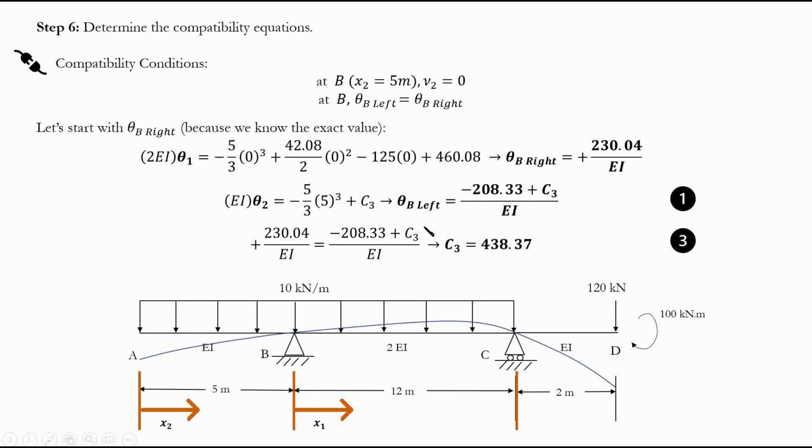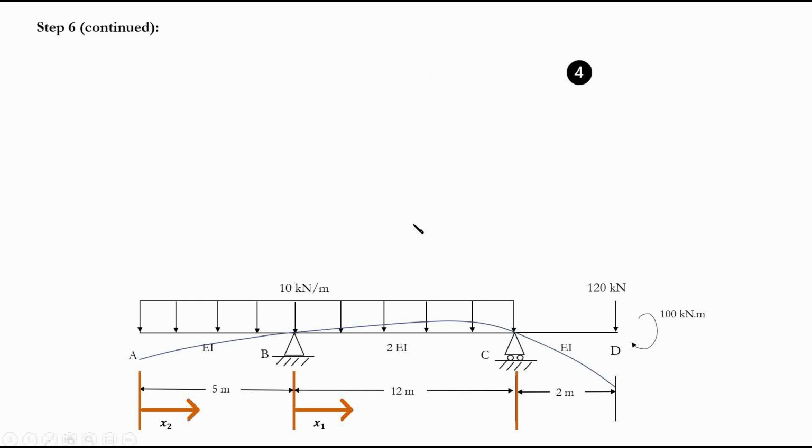Now that we know C3, we can go and find our C4. From here, this is our equation for deflection. This was C3, and I just substitute it because I just found it. Then what was the next compatibility condition? It was that at B, or x2 equals 5 meters, my deflection was 0.